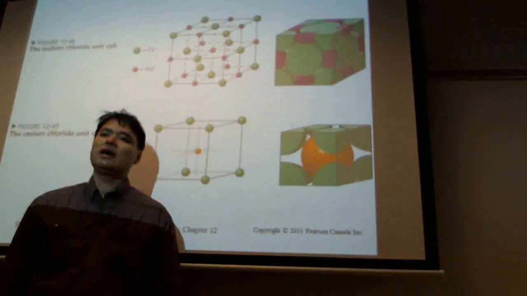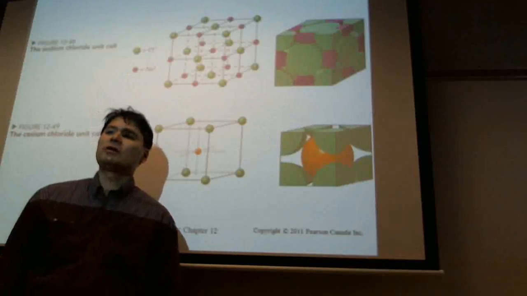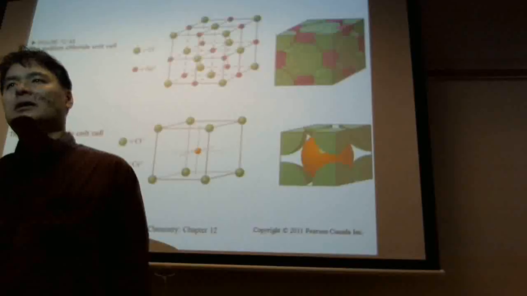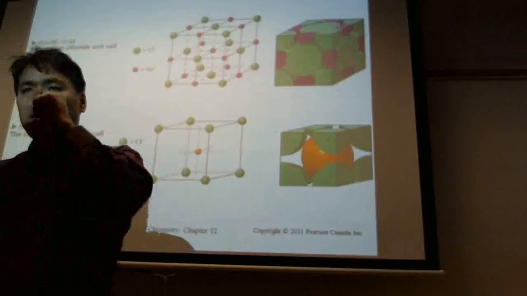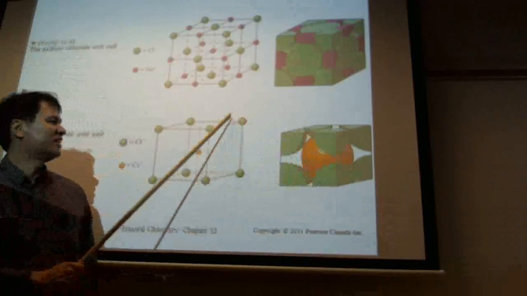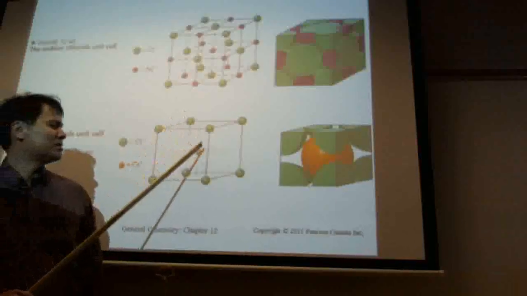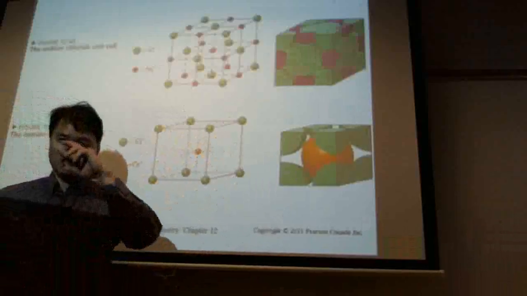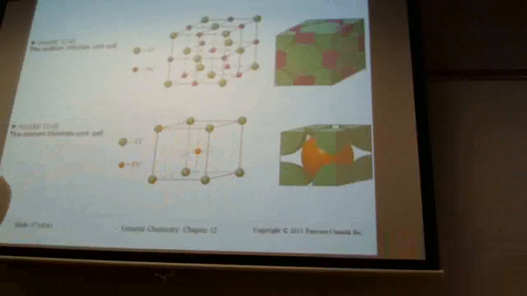And so do you see which one is bigger, the cations or the anions? Anions are bigger. And so if we put the chlorides as the big ones here, and then the cesium is the smaller one, then that's the cesium chloride structure. Do you see it? Okay.